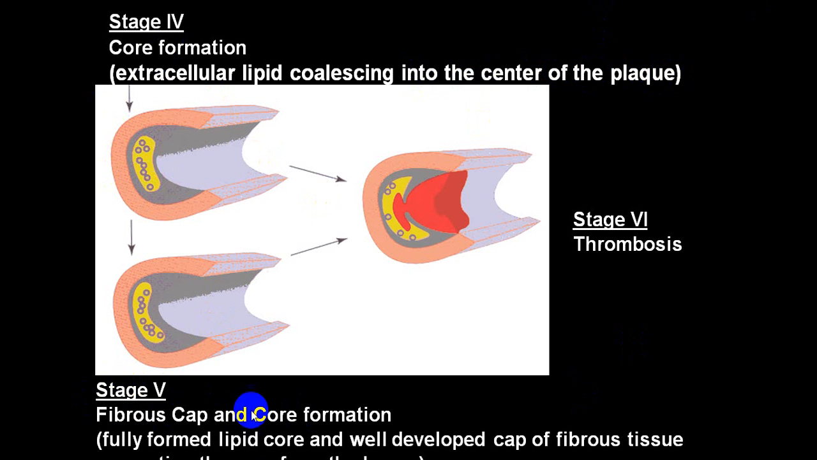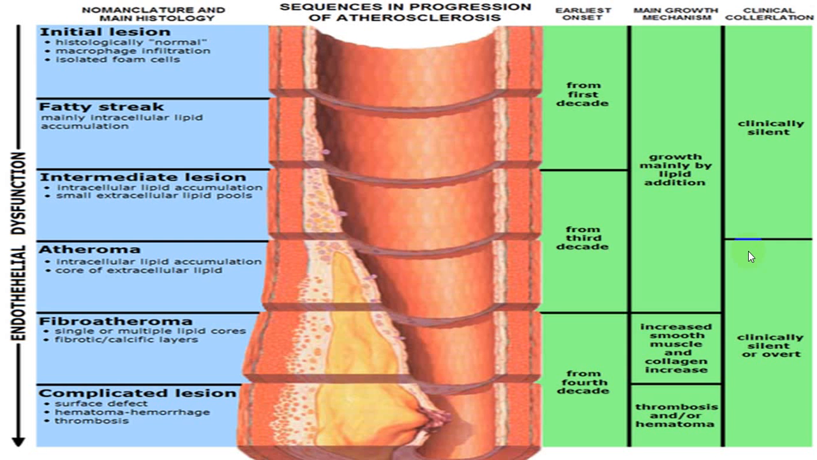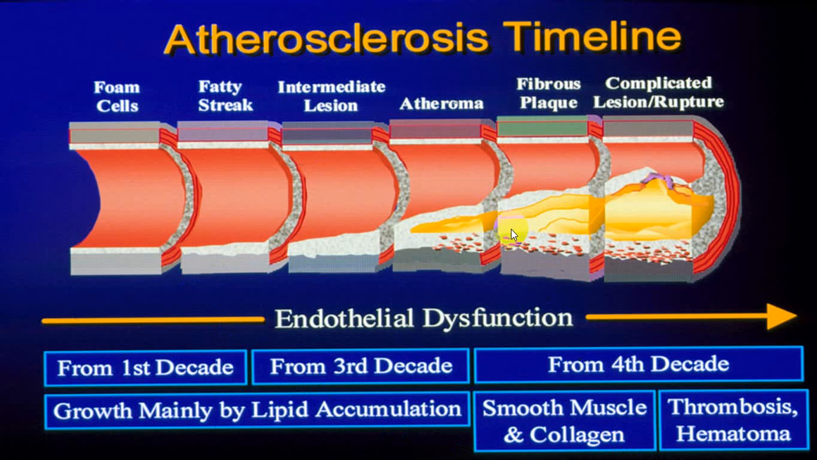Then this fibrous plaque can be stable or unstable. Unstable plaque will rupture and give rise to thrombosis. And this is what happens. This is, on one side, the changes which are happening in the intima, and these are the effects: early onset and clinical correlations depending upon what damage you come across. It is explained in a very simplified form.